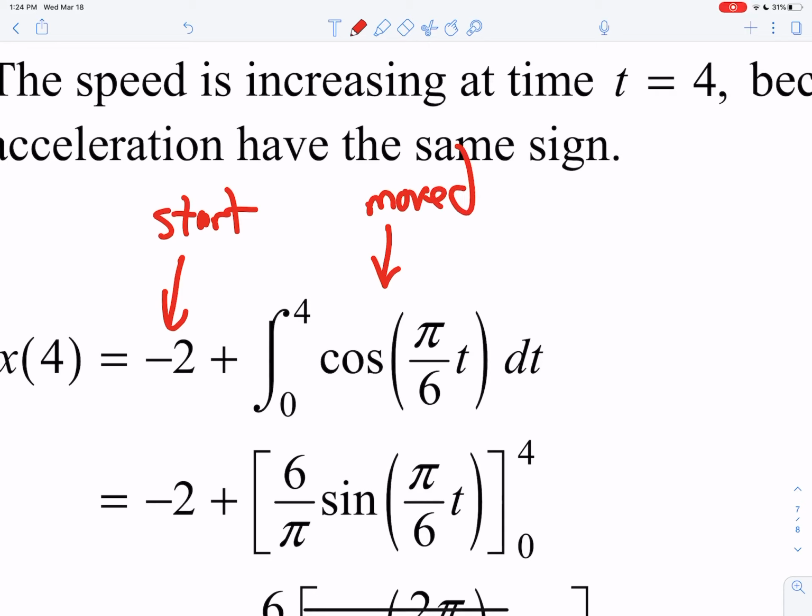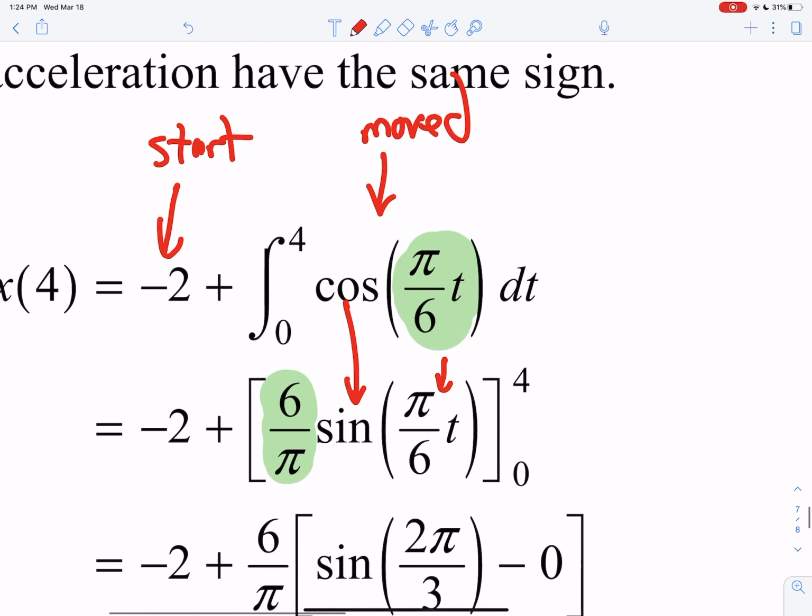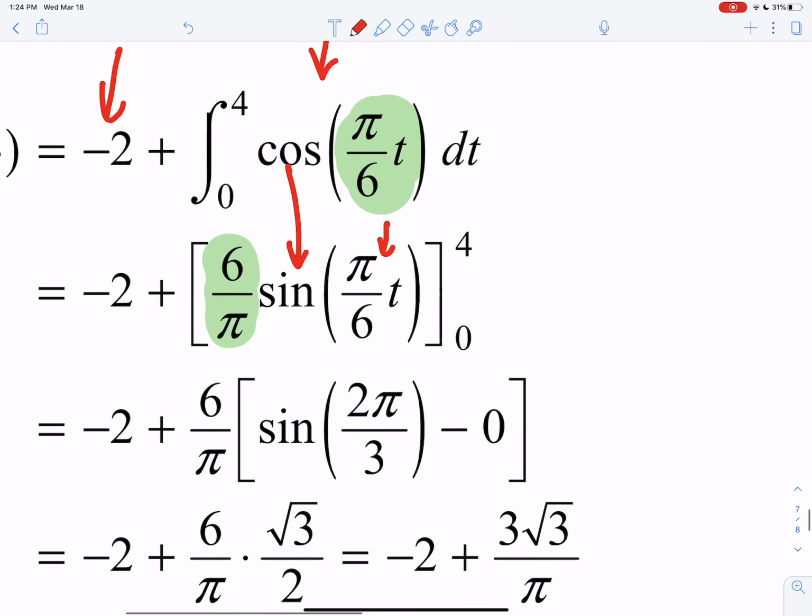Okay? So here, this is going to involve some integration. You could actually use mental substitution here, since there is a function inside of another function. If you take a look at this highlight, the derivative of pi over 6t is just pi over 6. The reciprocal is 6 over pi. Okay? Now the integral of cosine is just sine, and the inside stays the same. Okay? And then you evaluate.